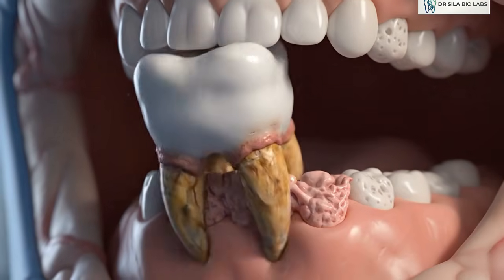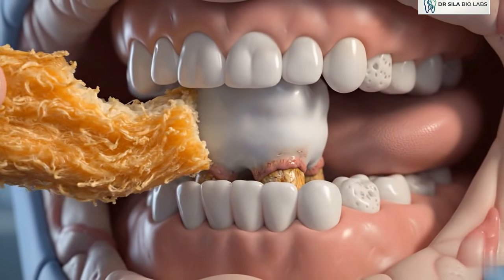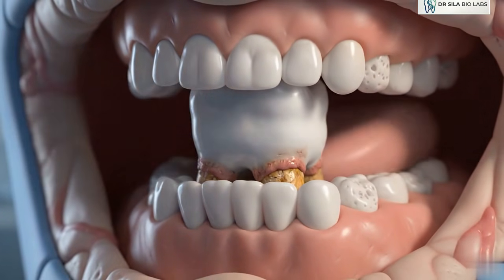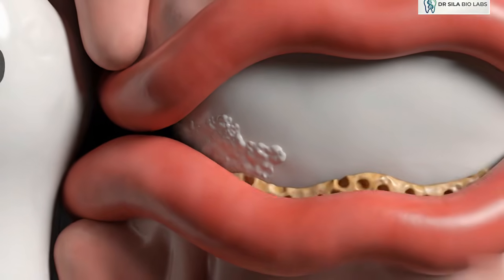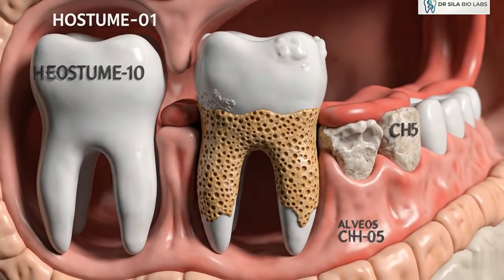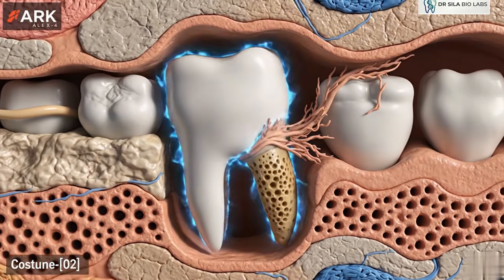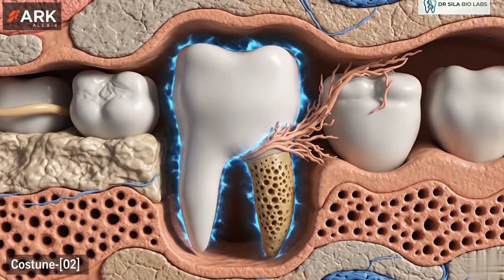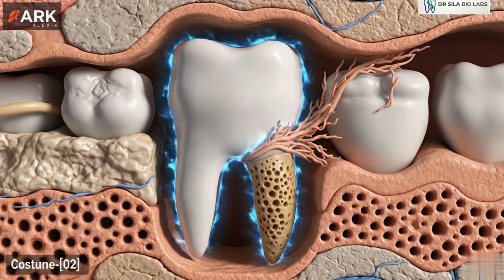The result is tooth mobility. Patients may notice movement when chewing, biting, or touching the tooth. Gum recession often accompanies this process, exposing more of the root surface. Many patients report that their teeth appear longer than before. The mobility is not caused by scaling. It is caused by the loss of supporting tissues from periodontal disease.